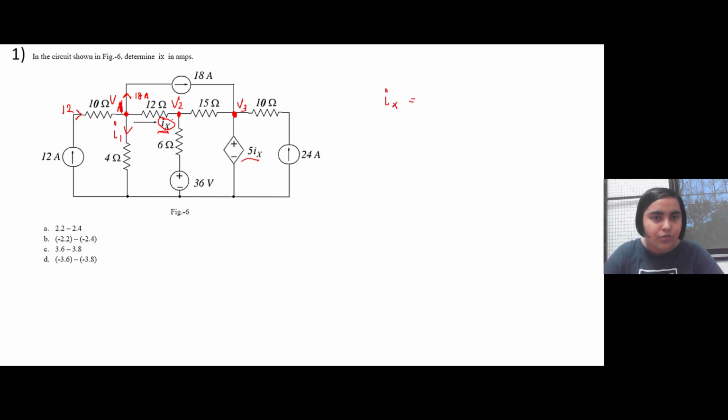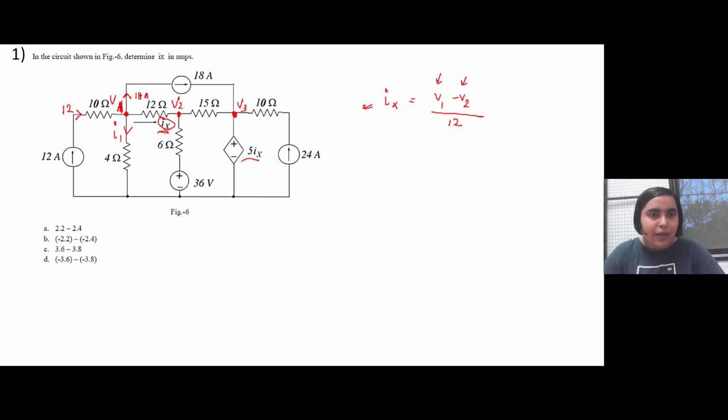If these are the node voltages given, Ix should be V1 minus V2 by 12, because current is flowing from node 1 to node 2. So V1, voltage at node 1, minus voltage at 2, by the resistance between the two nodes. So Ix will be this. In order to find Ix, what we need is to find voltage V1 and V2. How can we find that? We have three different nodes, and we can calculate equations according to it.